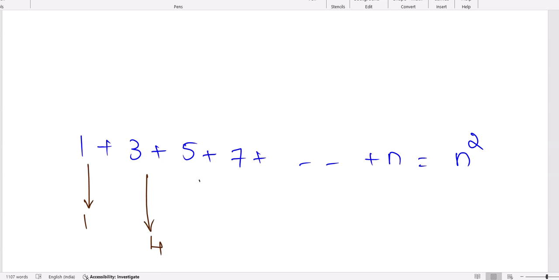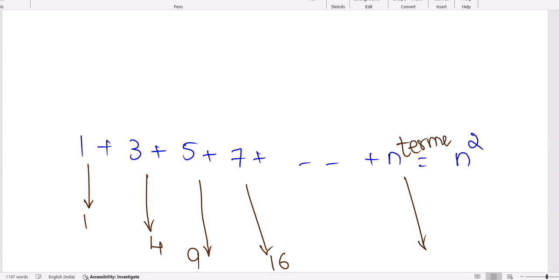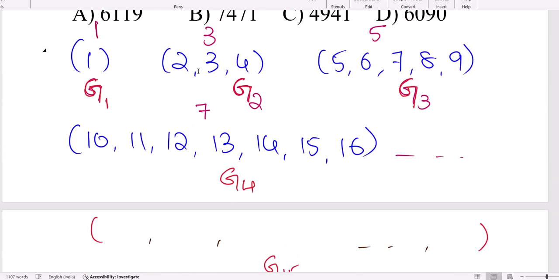When you stop at three numbers, 1 plus 3 plus 5 is 9, 3 square. When I stop at four numbers, 4 square. When I stop at n terms, so on up to n terms, the answer should be n square. Why is this required? I think now you will get the idea.